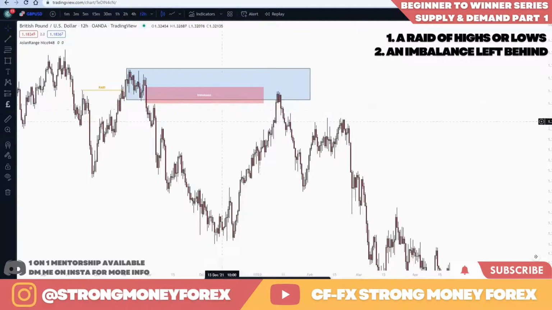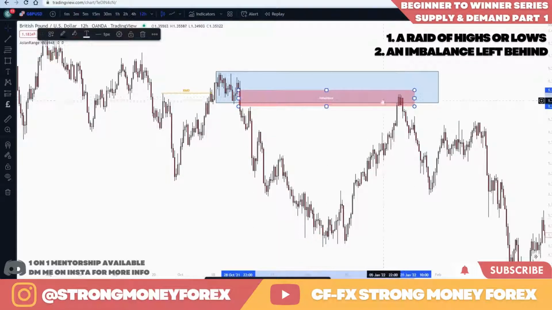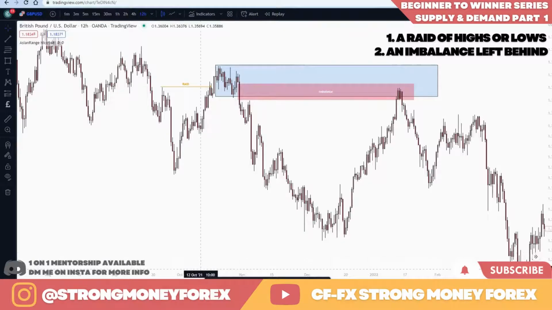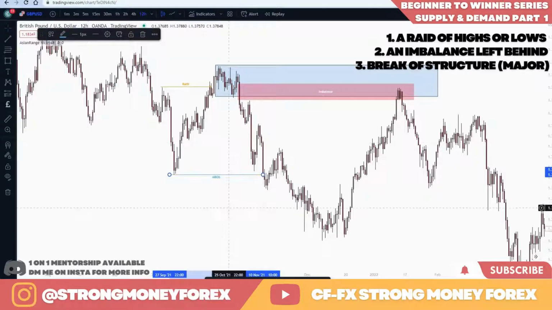So here we've had this big long candle push down, as you can see, and so far it's been untested. This is called an imbalance zone. You can see how price is attracted to it. And the final thing we look for in a supply area is a break of structure. We want it to break a structure, ideally a major break of structure, as in a swing low.